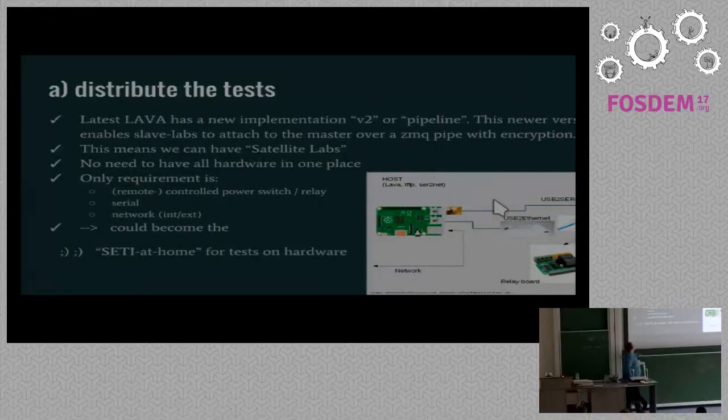That works quite nicely. The new LAVA has the so-called pipeline setup or V2 setup. You can have a satellite lab, which is just a worker on a Raspberry Pi, for example, and it connects to the master over an encrypted connection. Perfect. So I have my board at home, you have yours at home. We connect to the same master, and we can now test multiple boards.